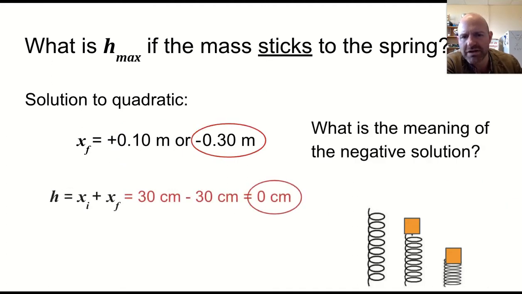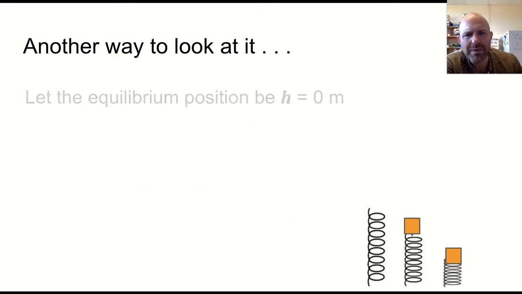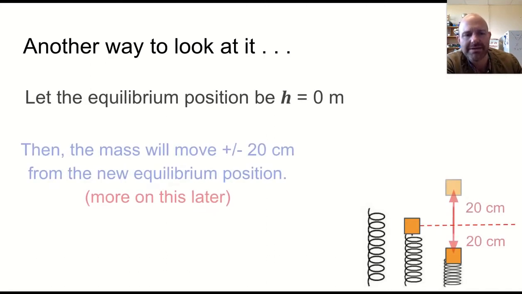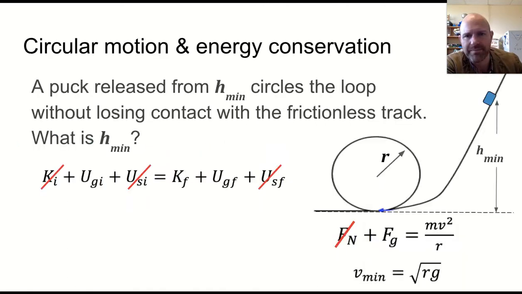The negative solution is back when it was at height 0, which is the other option, right? That's when it's stopped as well. Either the spring hasn't been released yet, or it comes all the way back to it. So another way to look at this is if the equilibrium position is the height, then it goes up 20 centimeters or down 20 centimeters, and it'll oscillate between those two points.